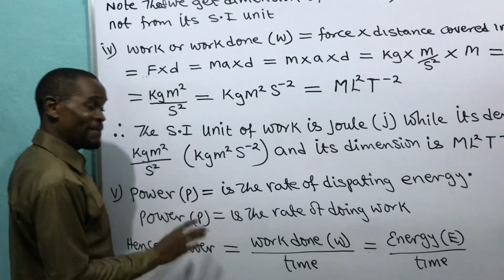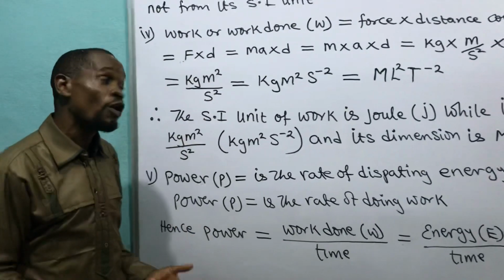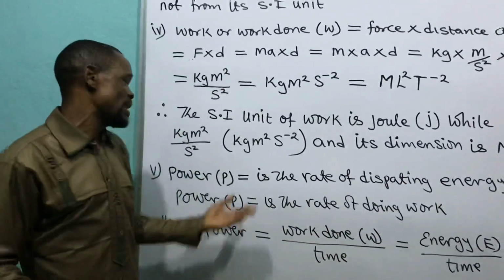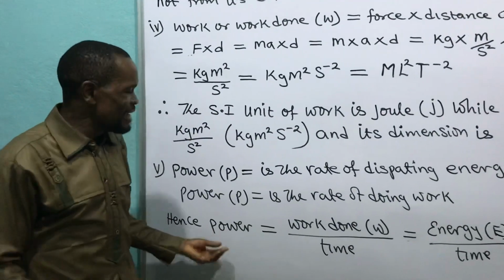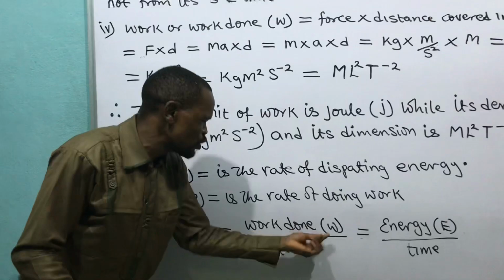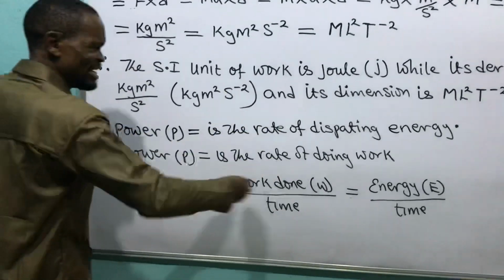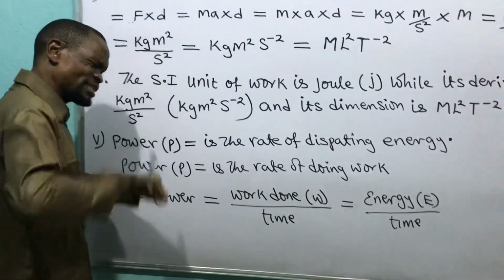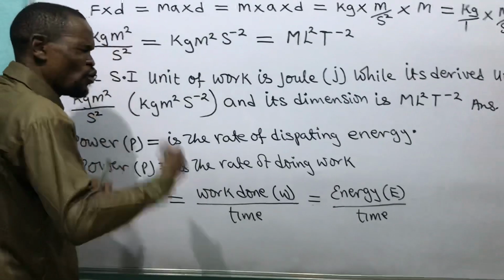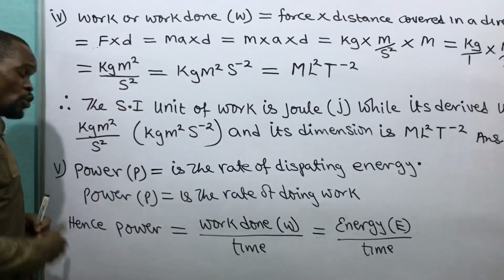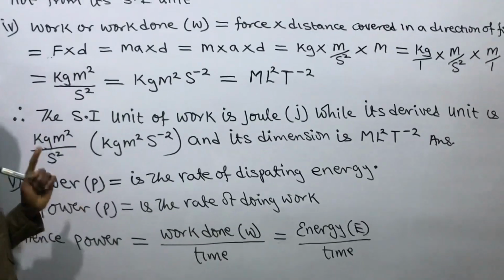Power can also be defined as the rate of doing work, which I said before, since energy and work are the same. Hence power is equal to work done, which we represent with W, over time taken. You know what I mean by rate? Rate means over time. Energy over time, that's power. So the rate of doing work is work done over time.